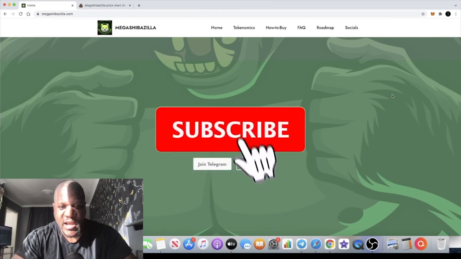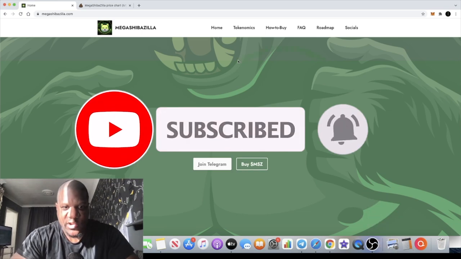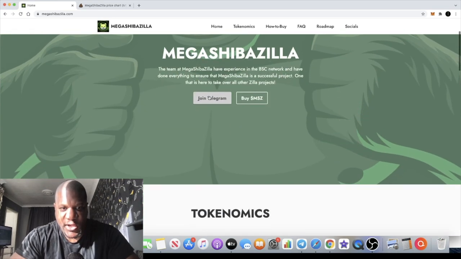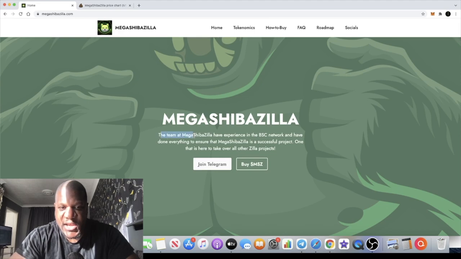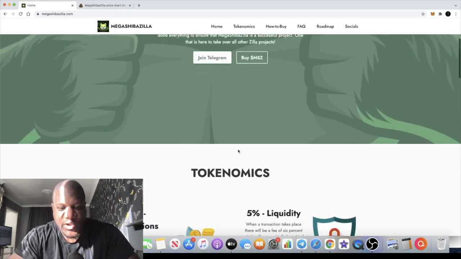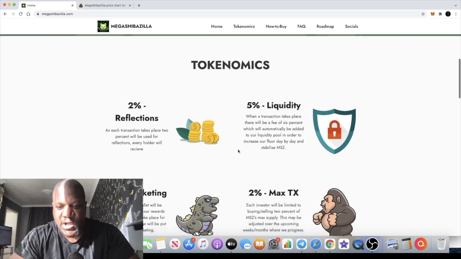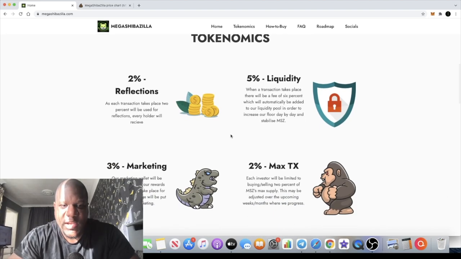And today's low cap gem, we have Megashibazilla. All right, guys, this recently just launched on the Binance Smart Chain. And it says here the team at Megashibazilla have experience in the BSC network, and they've done everything to ensure that Megashibazilla is a successful project, one that's here to take over all other Zilla projects. Of course, we have your Baby Dogezillas, you have your Kongzilla, Doge Kongzillas, you've got all sorts of Zilla tokens coming out. All right, guys, and they're all going absolutely crazy.